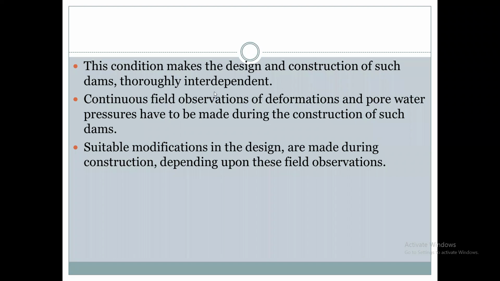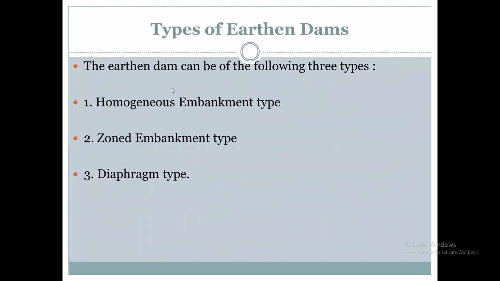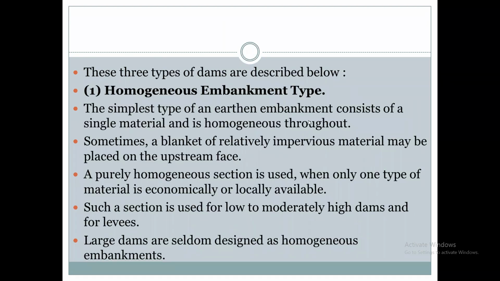In the types of earthen dams, which are classified into three types: homogeneous embankment type earthen dam, zoned embankment type earthen dam, and diaphragm type earthen dam. These are the three classifications of earthen dams. First, the homogeneous type is the simplest form of earthen embankment, in which a single homogeneous material is used for construction of the dam. It is homogeneous throughout the section and the length of the dam.